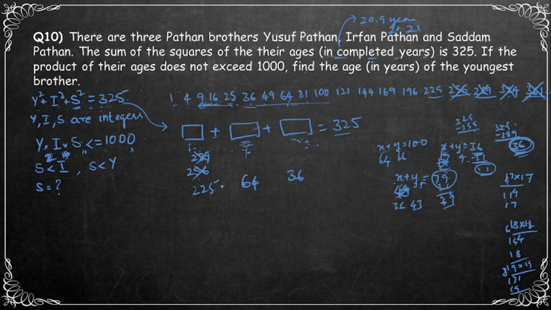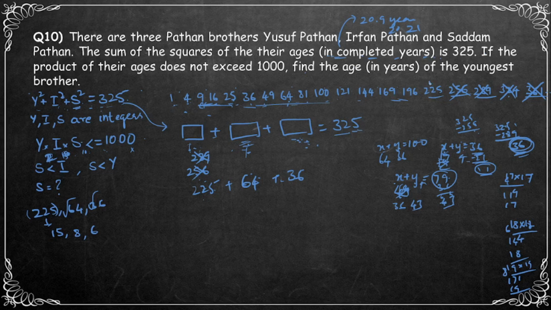So we have successfully found a set of numbers such that their sum is 325, right? So 225, 64 and 36. These are squares of ages, so the ages are 15, the root of 64 which is 8, and 6. So this is one possibility. Since we are going for trial and error, there may be another possibility here, so we need to be thorough, right? So we should continue our search.